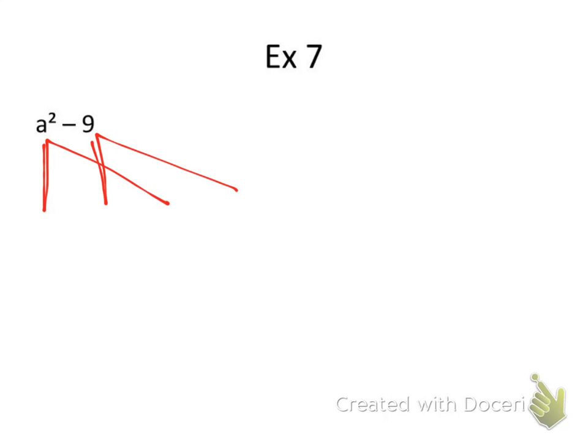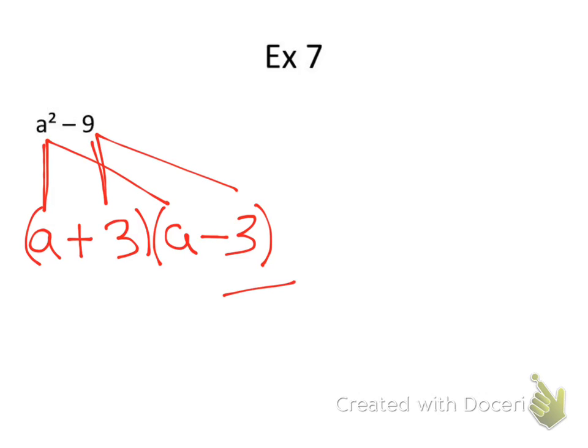So the way to make an a squared is a and a. The way to make a 9 is 3 and 3, plus, minus, parentheses. Yeah, this is a lot easier than the other ways to factor. That's why I like to end the chapter with this one. Everyone can sort of figure this one out. Questions?